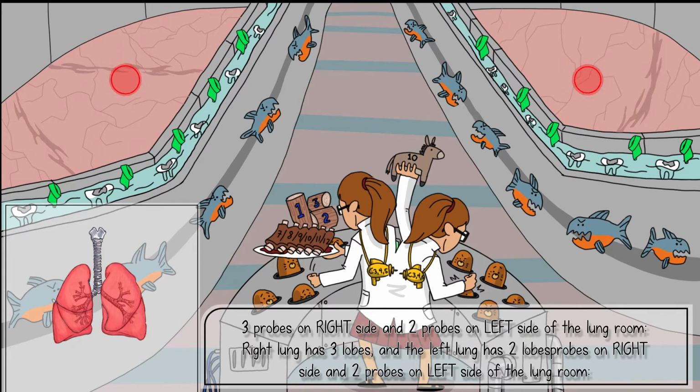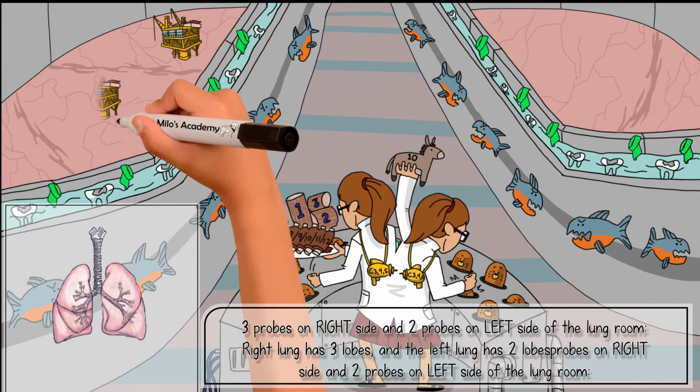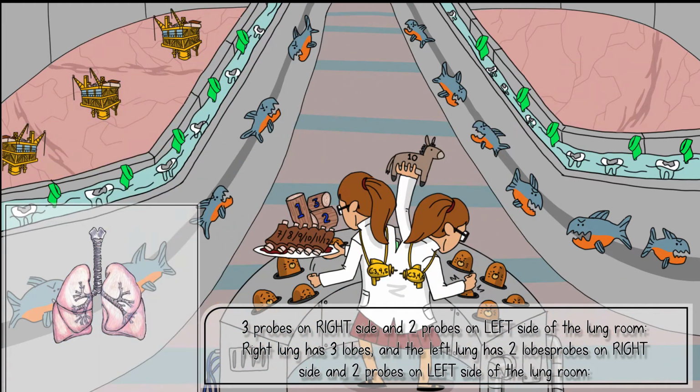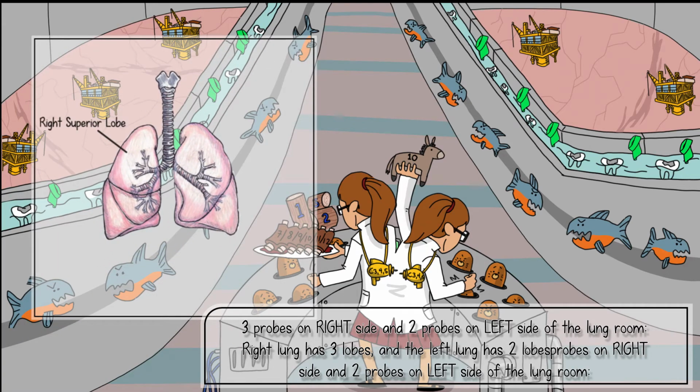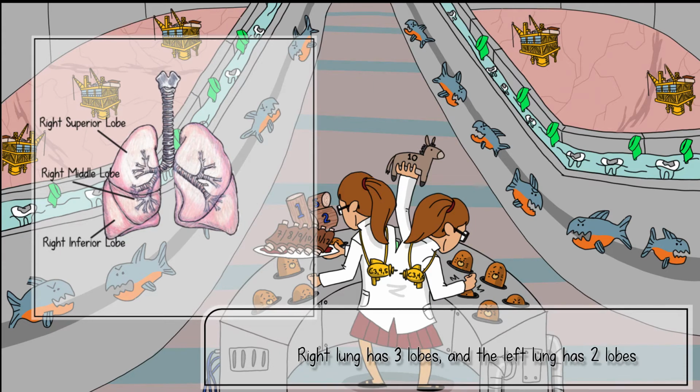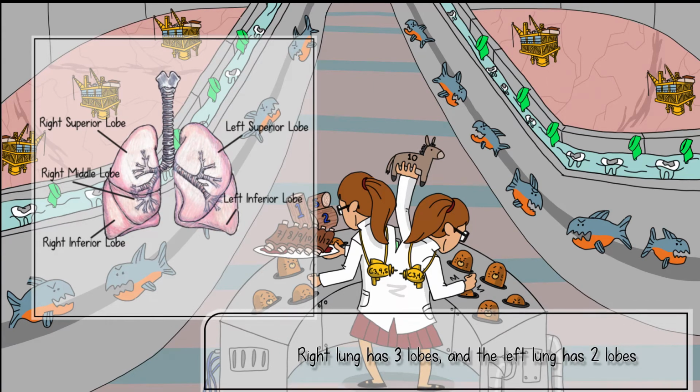The workers built three probes on the right side, an upper one, a middle one, and a lower one, but only two probes on the left, an upper one and a lower one. Despite their laziness, this actually helps us out because the room layout is similar to that of the lungs. The right lung has three lobes, the upper lobe, the middle lobe, and the lower lobe, but the left lung only has two, the upper lobe and the lower lobe.